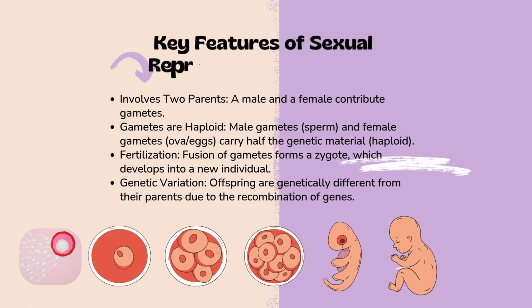It involves two parents. A male and a female contribute gametes. The gametes are haploid. Male gametes, sperm, and female gametes, ova/eggs, carry half the genetic material, haploid. Fertilization, fusion of gametes forms a zygote, which develops into a new individual. Genetic variation, offspring are genetically different from their parents due to the recombination of genes.